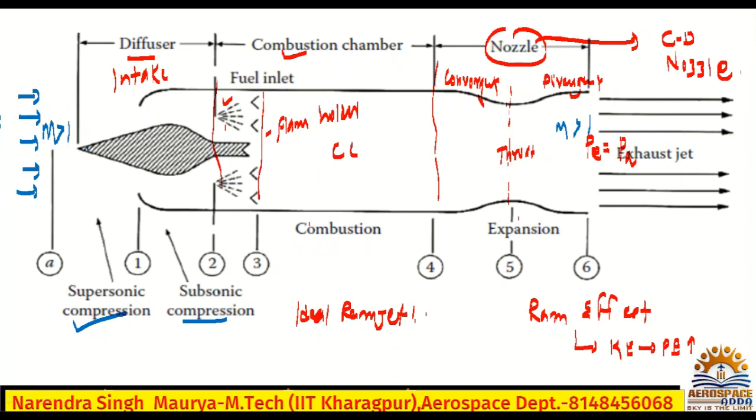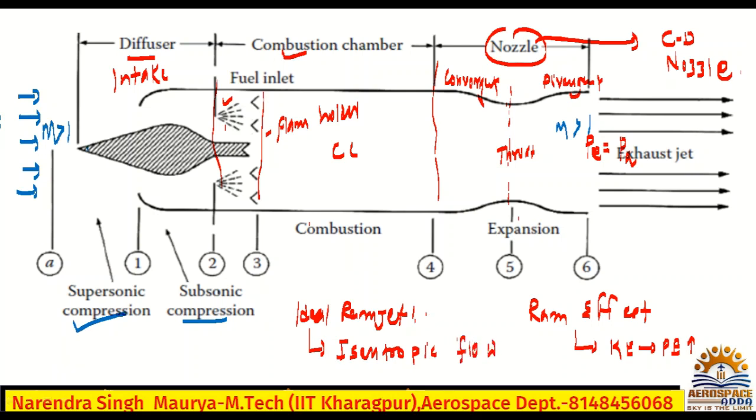Anyway, in the ideal ramjet, what will we talk about? First of all, we don't have any loss. Second, ideal is also called isentropic flow. What is it called? Isentropic flow. Yes or no?